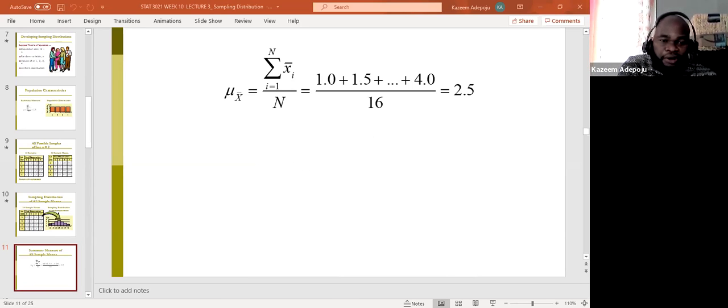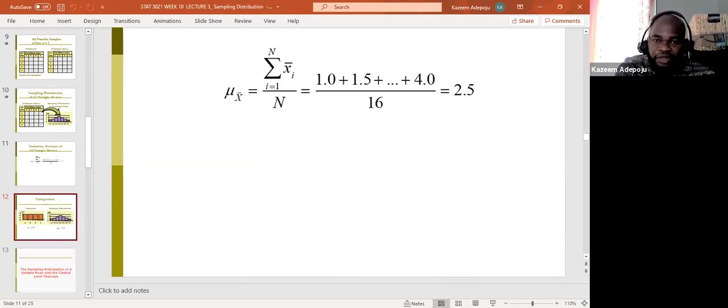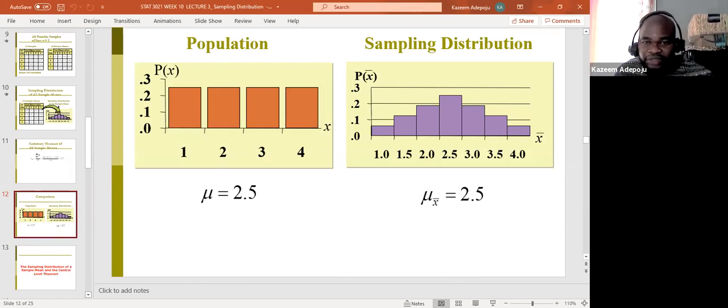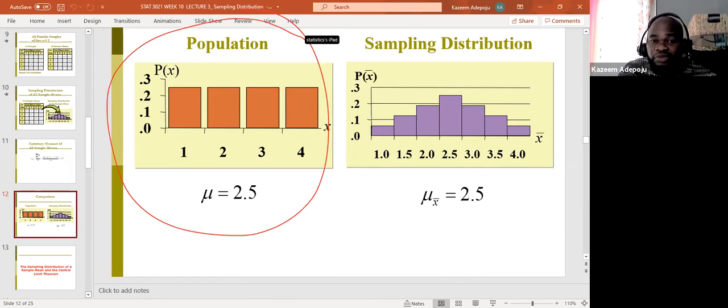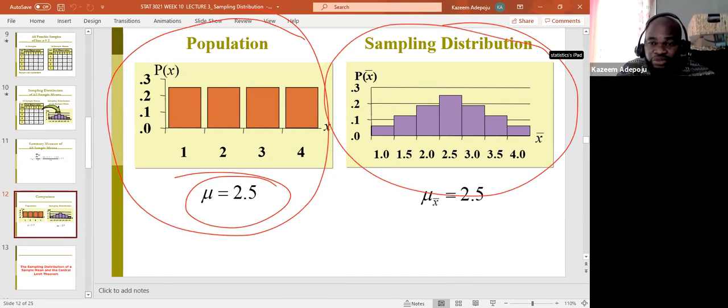Okay, so the next thing that I'm going to talk about now is this. Now, take a look at this. We started with this population that was uniform. We computed the mean. The mean was 2.5. And when we introduced the idea of the sampling distribution, what happened? I got a normal distribution, and I still have the same value for the mean. Take a look at that.